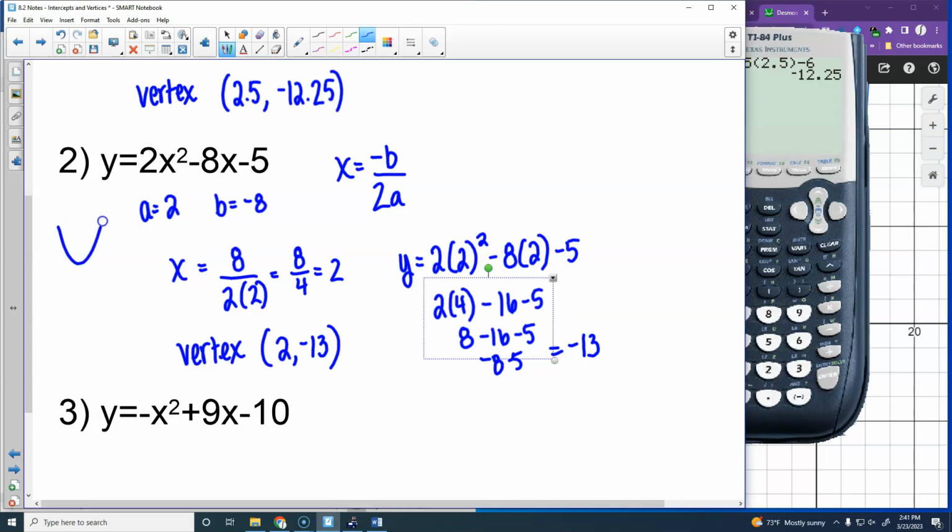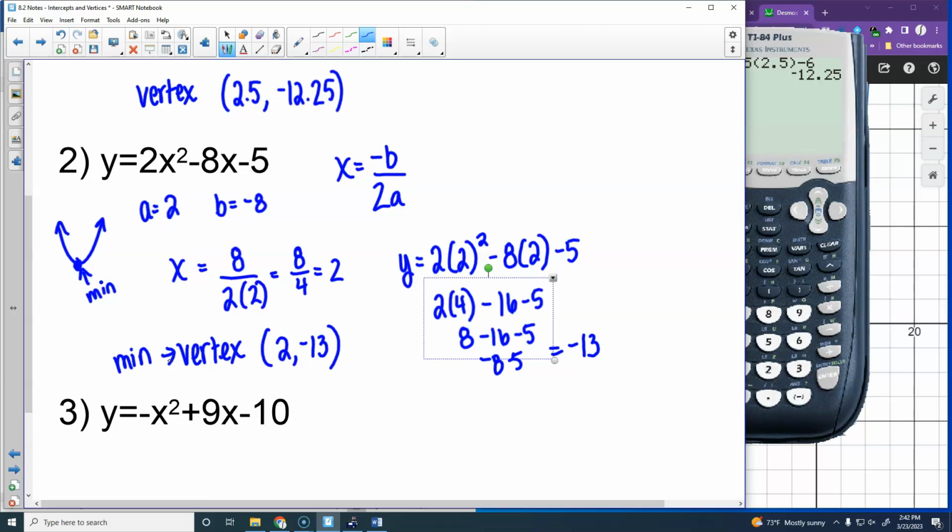This is a happy face. Happy faces have a low point, right? That's a minimum. So anytime you have a happy face parabola, this is going to be our minimum here. If I had a sad face parabola, if it opens down, then it's going to be a maximum point.